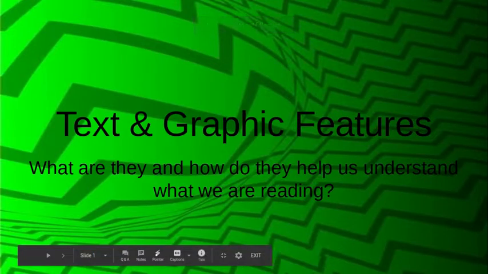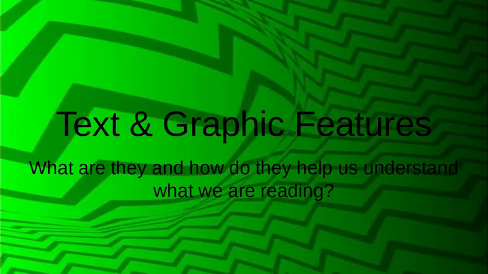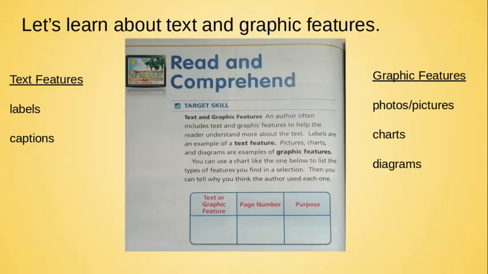Text and graphic features. What are they and how do they help us understand what we are reading? An author often includes text and graphic features to help the reader understand more about the text. Labels are an example of a text feature. Pictures, charts, and diagrams are examples of graphic features.